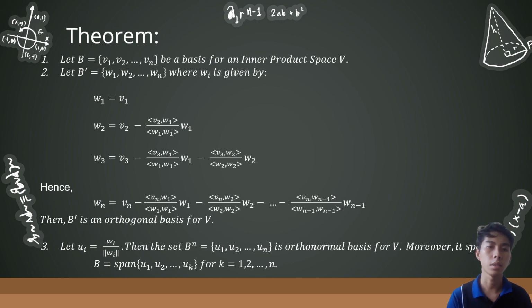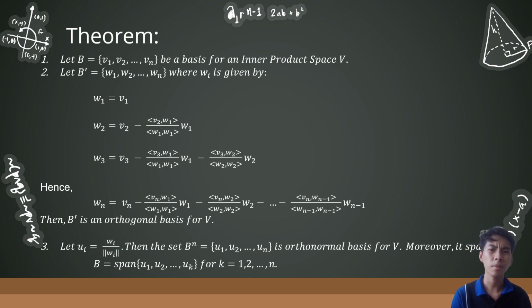And now let's proceed. When finding w sub 3, we have the given equation: v sub 3 minus the orthogonal projection of v sub 3 onto w sub 1, which is the inner product of v sub 3 and w sub 1 all over the inner product of w sub 1 and w sub 1, multiplied by w sub 1, minus the orthogonal projection of v sub 3 onto w sub 2, which is the inner product of v sub 3 and w sub 2 all over the inner product of w sub 2 and w sub 2, multiplied by w sub 2. And that is how to get w sub 3.